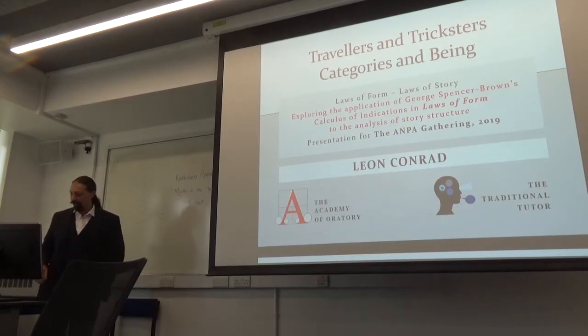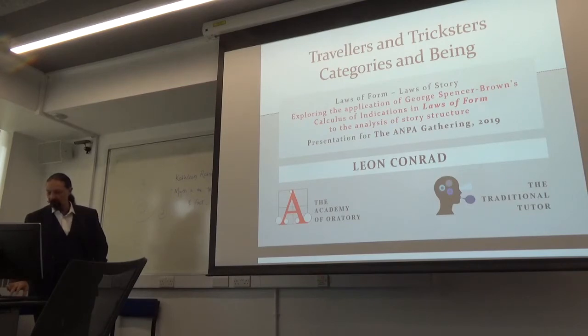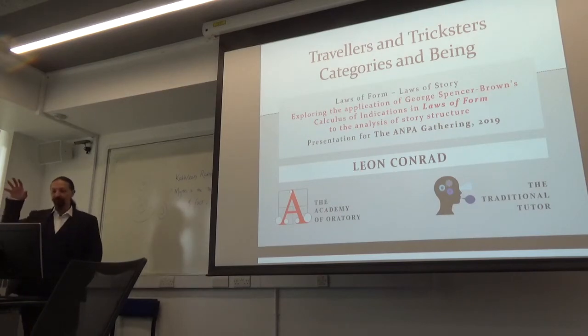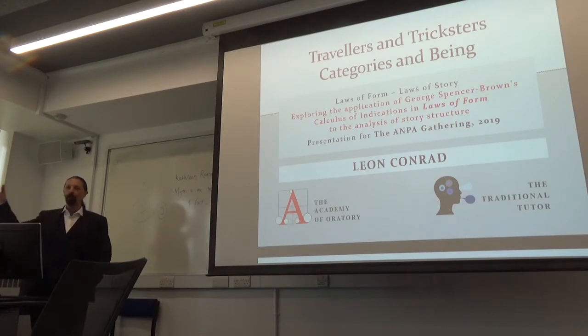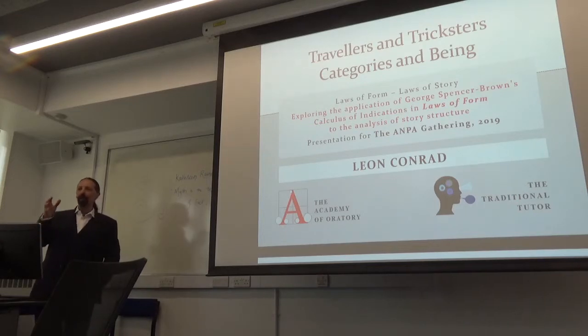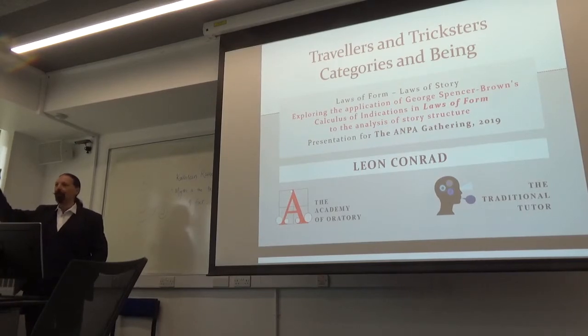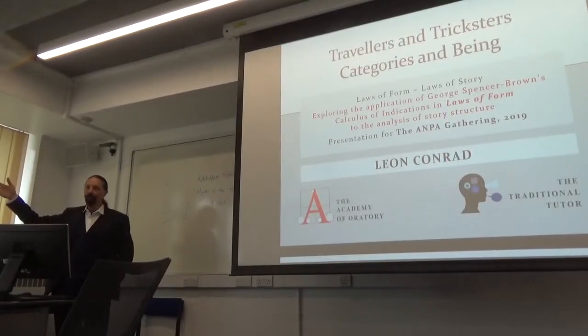Today, I want to concentrate on one question that has arisen from the work I've done. What I've done is apply George Spencer Brown's calculus of indications, outlined in Laws of Form, to the analysis of story structure. By story structure, I mean the underlying fabula level of story, which happens in chronological order, not primarily the sujet, the narrative telling of that story, which could happen in many orders.